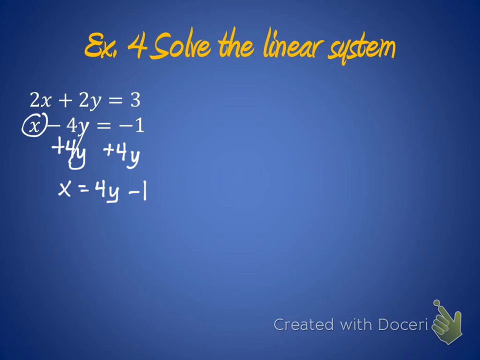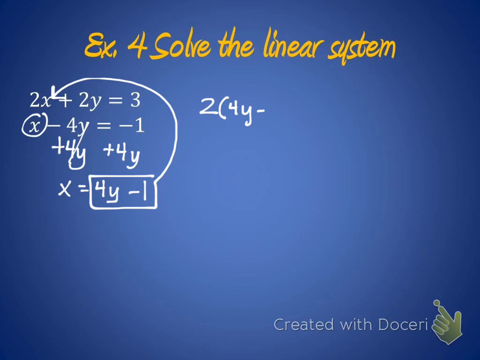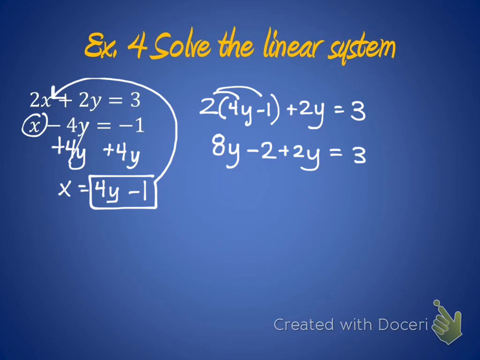Now do I know what a variable equals? So what am I going to do? Plug the 4y minus 1 in for x in the first equation. So I'm going to say 2 times 4y minus 1 plus 2y equals 3. What would I do now? 2 times 4y is 8y. 2 times negative 1 is negative 2, plus 2y equals 3.